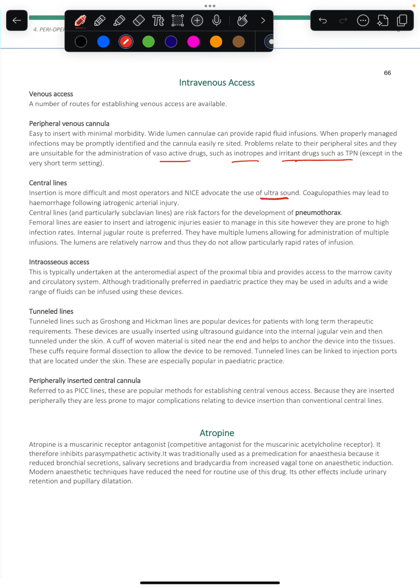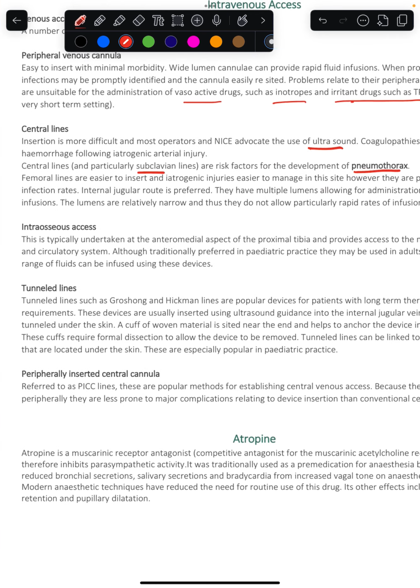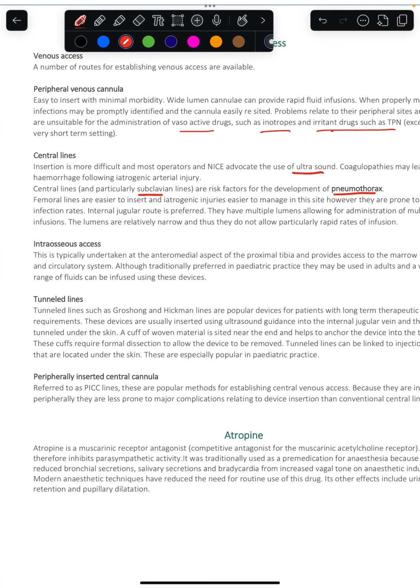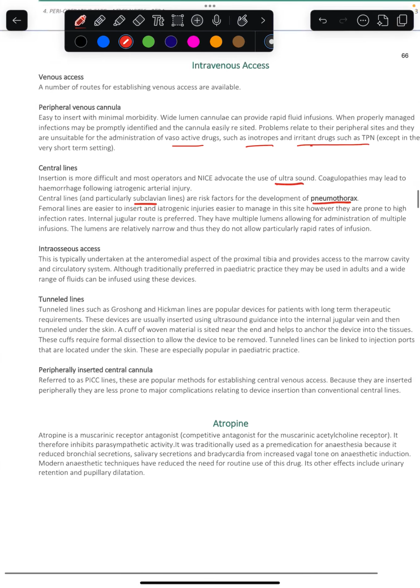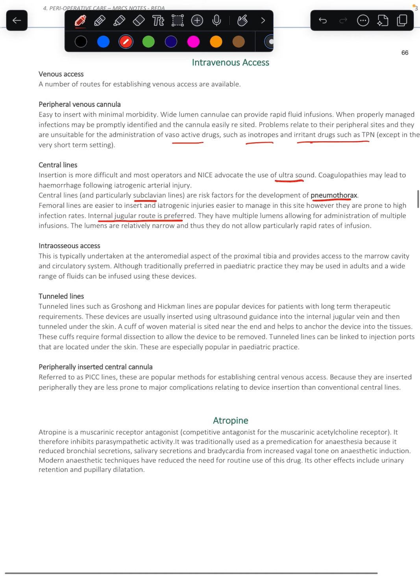Central lines, particularly subclavian lines, carry a risk of development of pneumothorax, so you have to be very careful. Femoral lines are easier to insert and iatrogenic injury is easier to manage at the site. However, they are prone to high infection rates. Internal jugular is preferred. They have multiple lumens, allowing administration of multiple infusions. The lumens are relatively narrow and thus do not allow particularly rapid infusion.